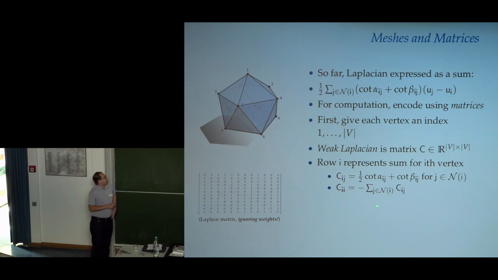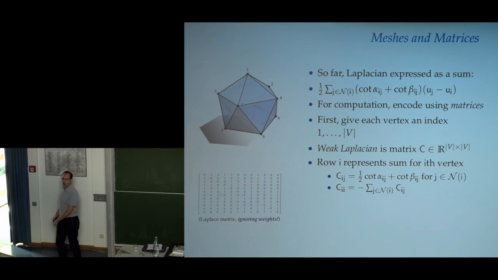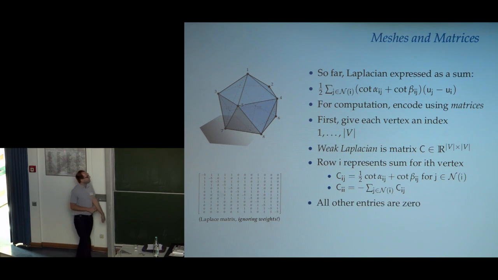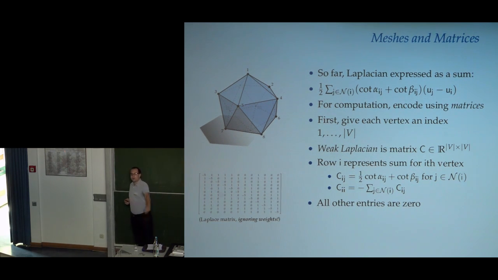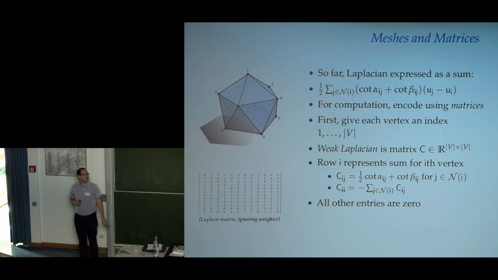So if you want to build this matrix, the easiest way to do it is just to fill in the off-diagonal terms first using these cotangents, and then just take the sum of all the entries in the row and set the diagonal entries to negative that. And everything else is zero. So the Laplacian is local. The Laplacian at a vertex only depends on the neighbors. It doesn't depend on what's happening far away in the mesh. Does this make sense? Do you think you could code this up if you had to?